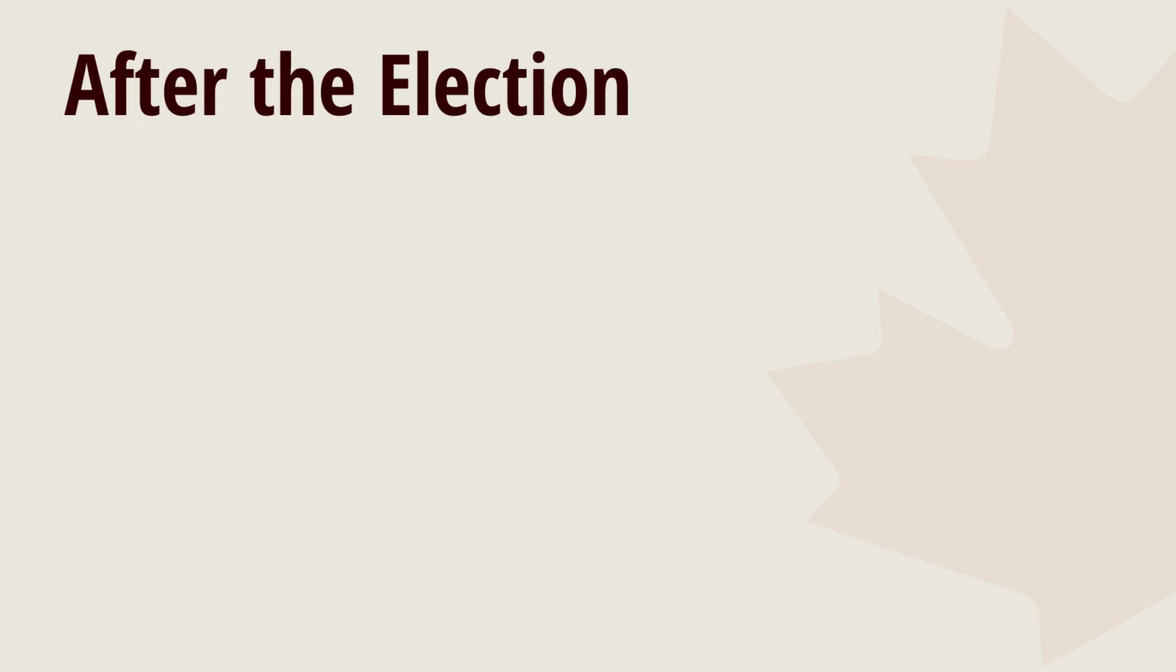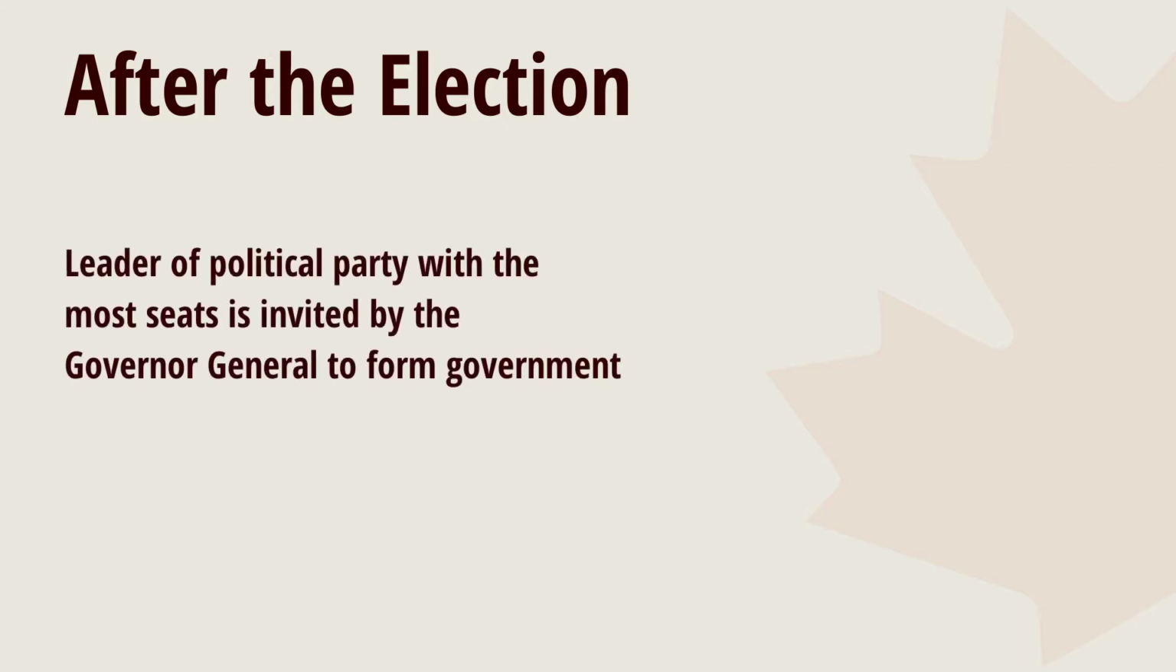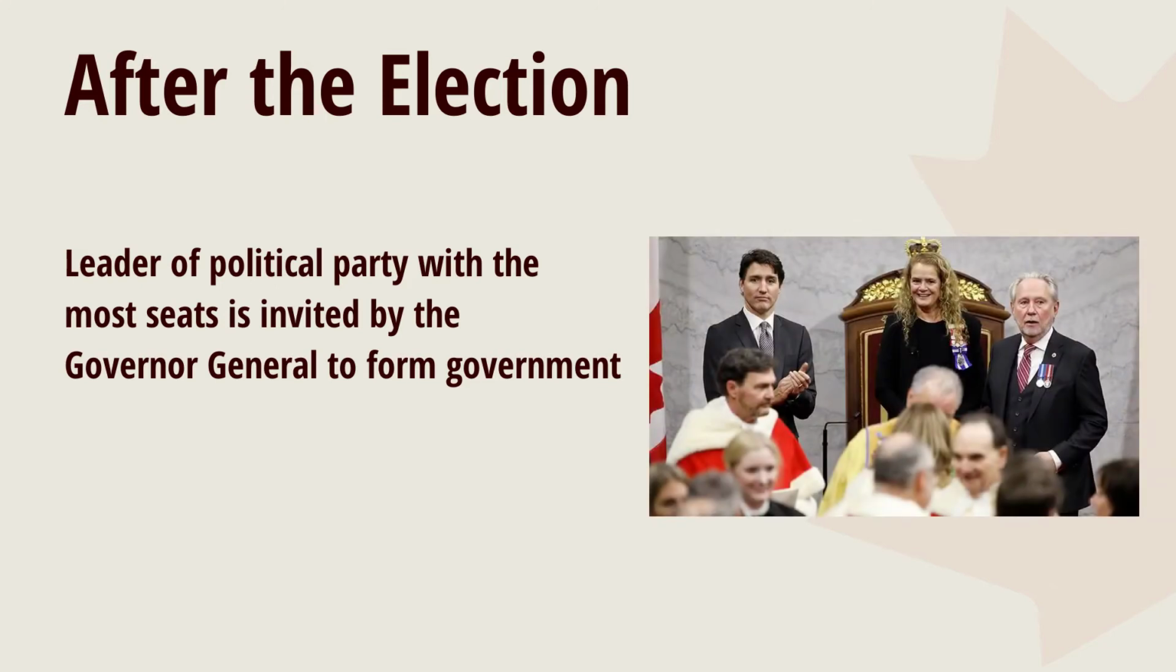First, let's talk about what happens after elections. The first thing that happens is the leader of the political party who won the most seats in the House of Commons is invited by the Governor-General to form the government. This leader then becomes the Prime Minister.